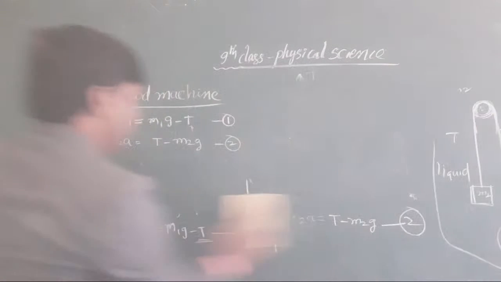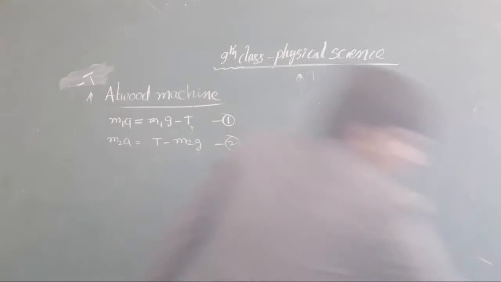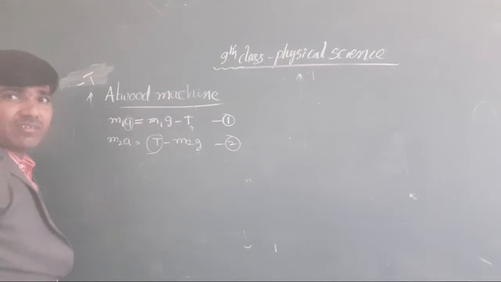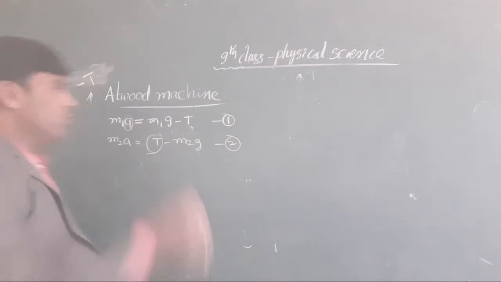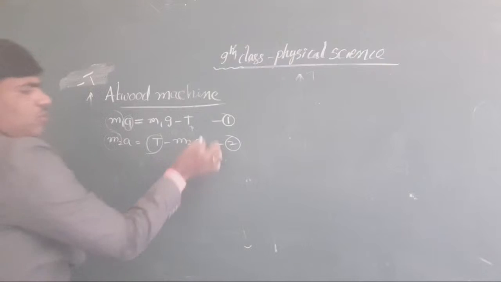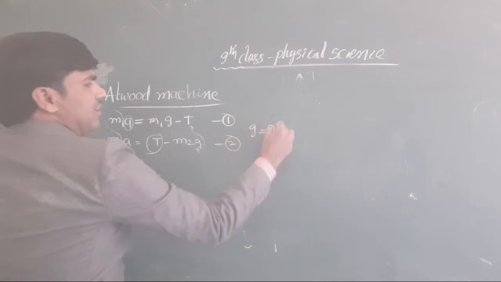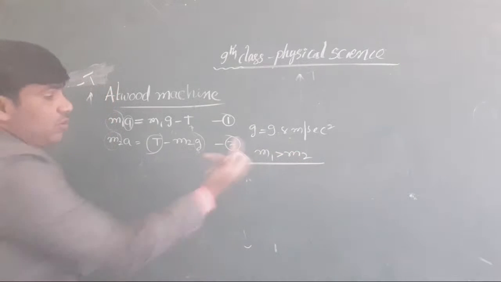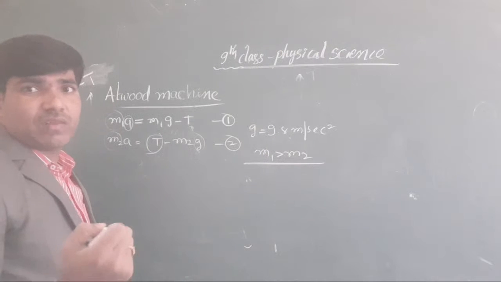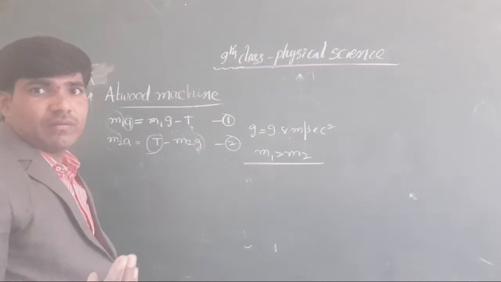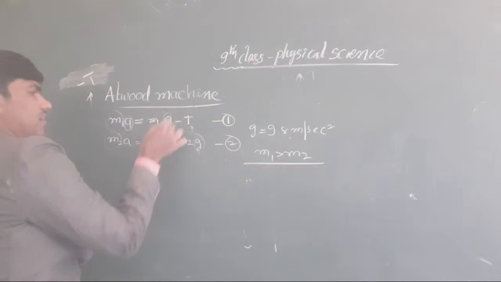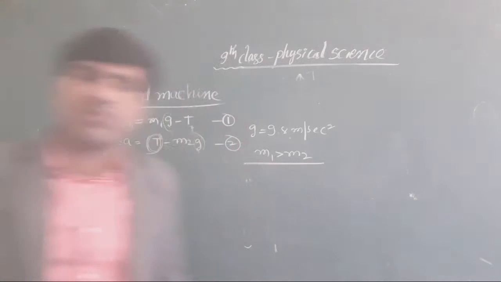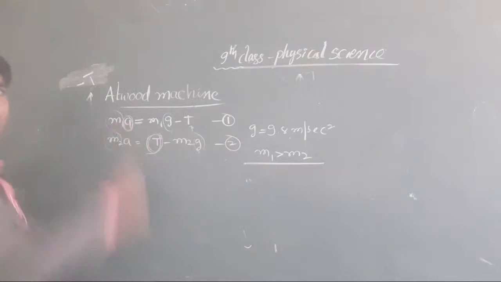Now we have to find the values of T and A, because the remaining things are known. We must know the M1 value and the M2 value. You know very well the G value: G is the acceleration due to gravity, 9.8 meters per second square. We already took the condition M1 greater than M2, so we know the M1 and M2 values. What are the unknown values here? T is an unknown value and A is also an unknown value. Clear or not all the students?